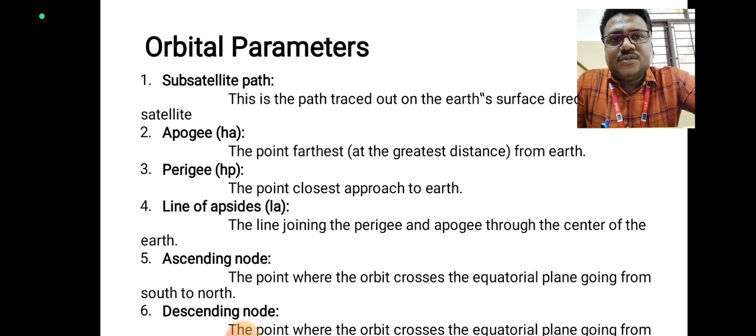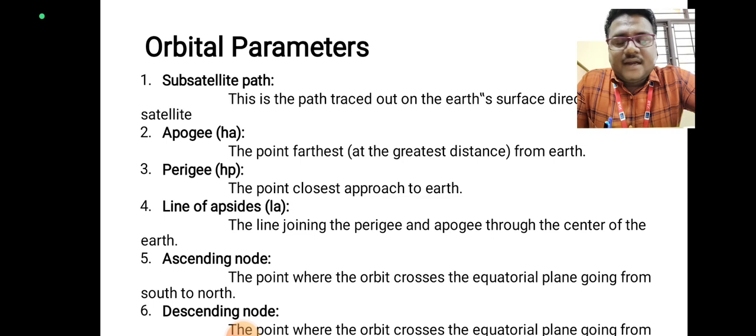Next is the apogee. Apogee is nothing but the point farthest from the Earth. So the point which is at a very long distance from the Earth is known as apogee. Perigee is nothing but the point closest to the Earth.